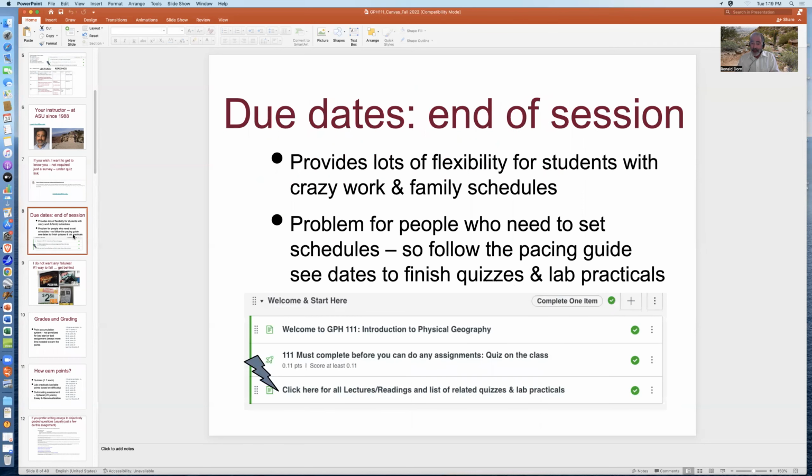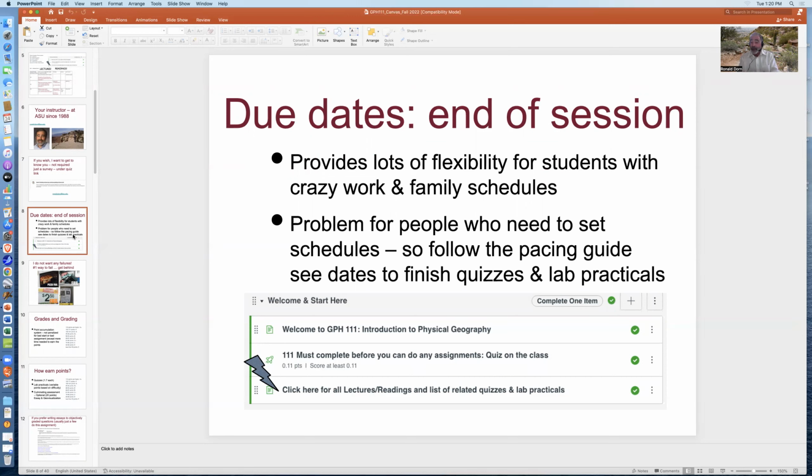Okay, due dates. Due dates are all piled up at the end of the session. Look at the syllabus link on Canvas. That date is when everything must be turned in. This provides a lot of flexibility for students with crazy work schedules, family schedules. Many military are pulled off for blocks of time. I do this, everything open at the beginning of the session and everything closes at the end because it's crazy lives of students.